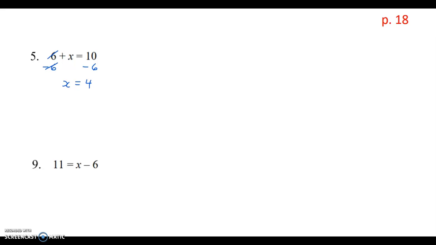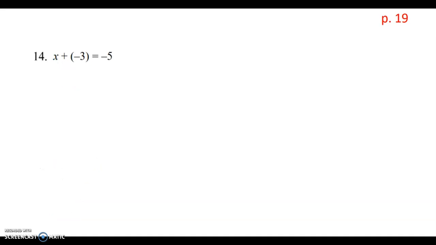For number 9, x is on the right-hand side of the equal sign. This is also fine. You can have x on either side of the equal sign. So here we're subtracting 6 from x. So because we're subtracting 6, we're going to do the opposite and add 6 to both sides of the equation. So negative 6 plus 6 cancels, leaving x isolated, and 11 plus 6 is 17. X is equal to 17, and you can write it like I'm showing, or you can switch it around if you prefer. X is equal to 17.